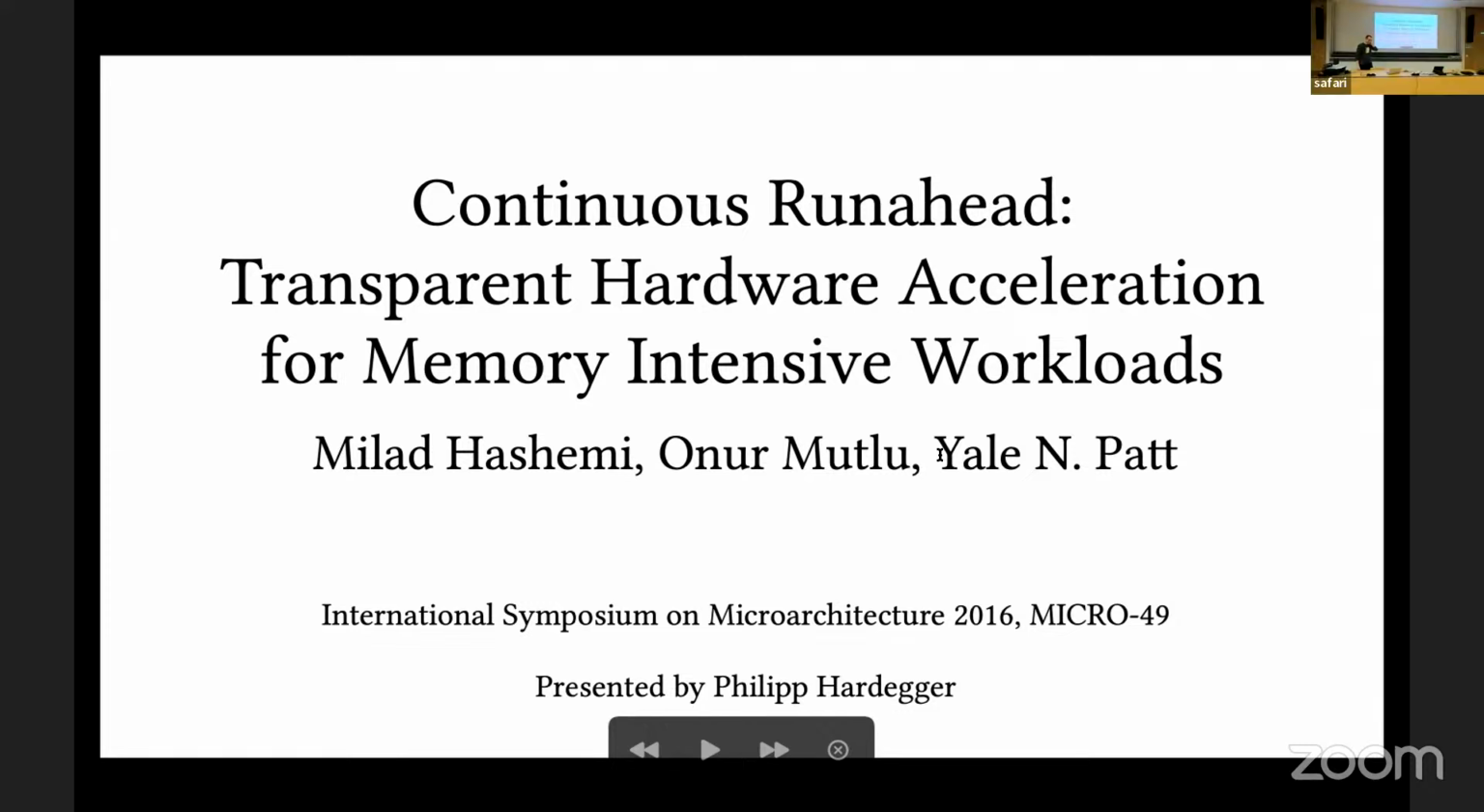Okay, thanks for the introduction. And hi, everyone. So today we'll talk about continuous runahead, which is a hardware optimization for memory-intensive workloads. This was published in MICRO in 2016. Okay, so let's get into it.